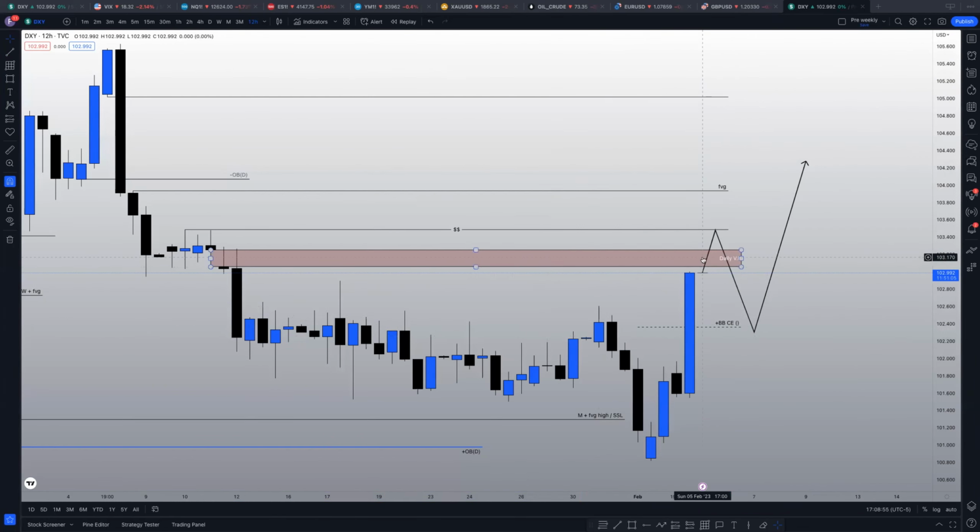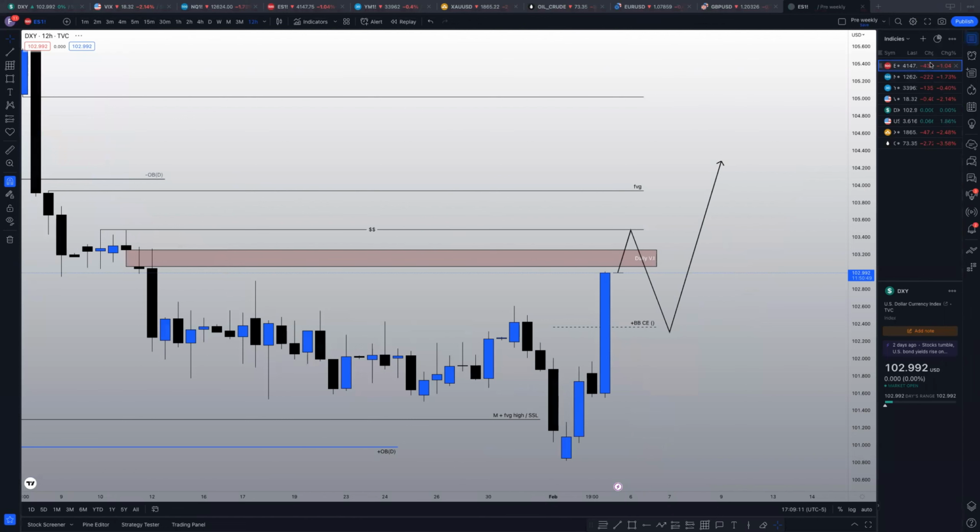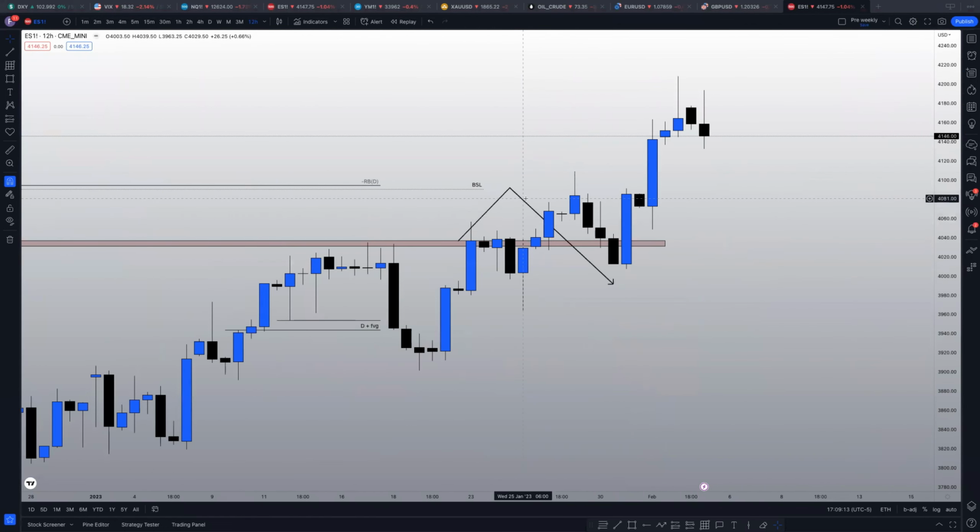So that's what I'll be looking at for DXY. Small range will create this as a fair value gap, trade back into it, pair that with the breaker block, and then trade higher. Moving on.